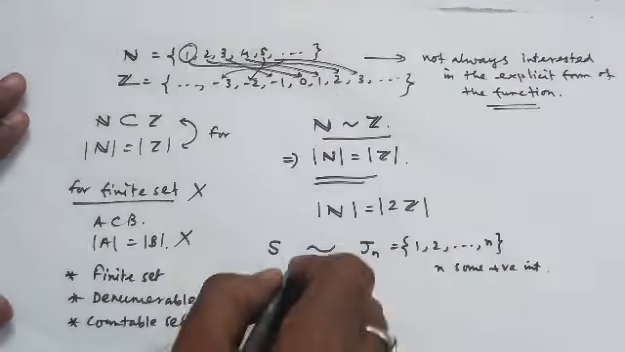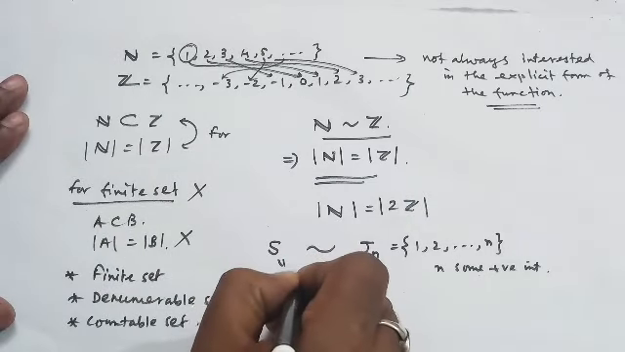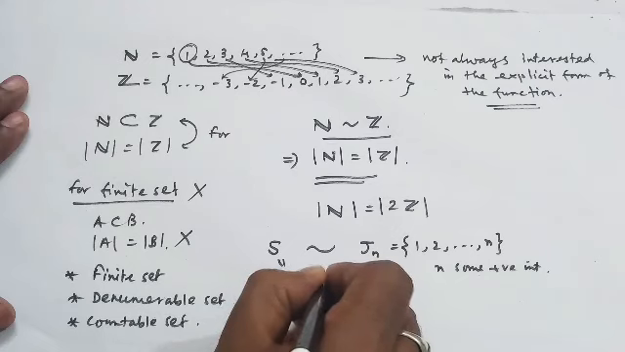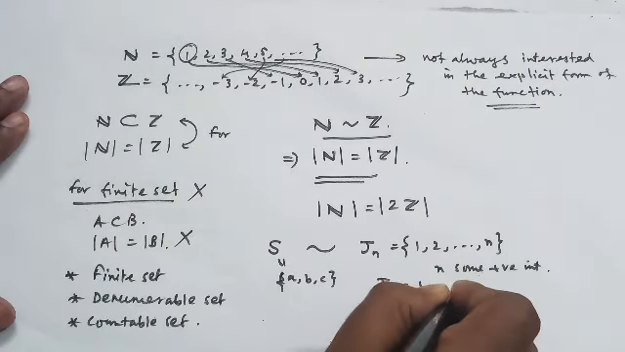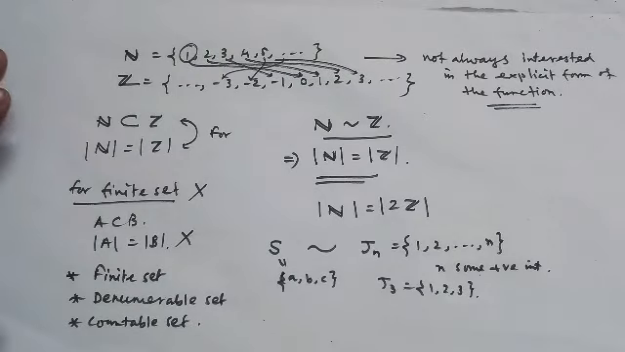Suppose, for example, I am taking S as the set of A, B, C. In that case, we can take J3, that is 1, 2, 3, and it is very clear that a one-one onto correspondence is always possible. So it is a finite set.